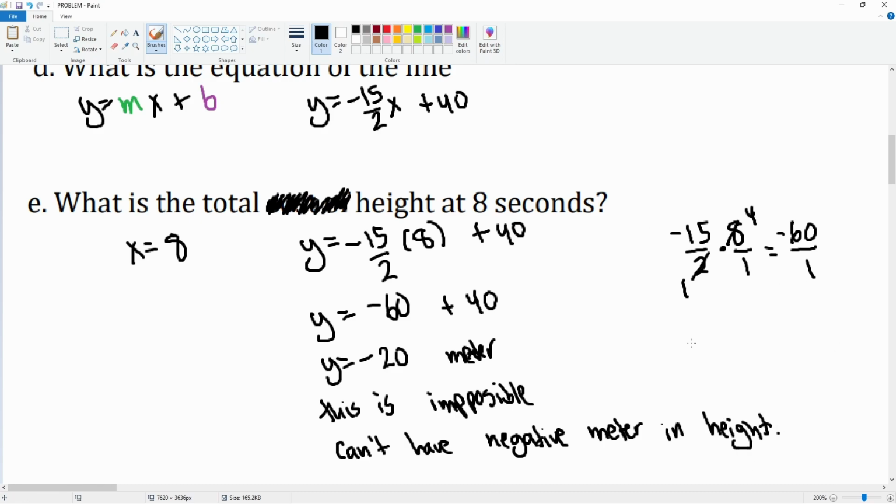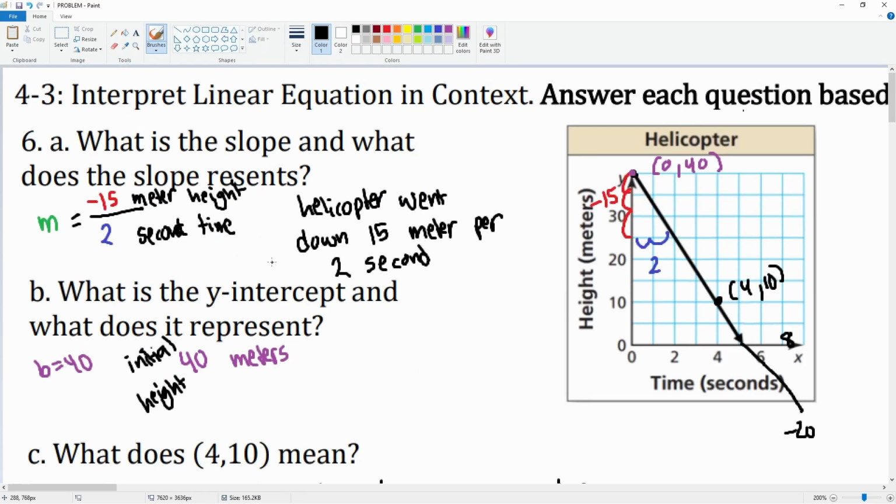Make sure you understand the context there. This is basically like the helicopter hitting the ground and continuing to go under the ground. All right. So there you go. That is 6.